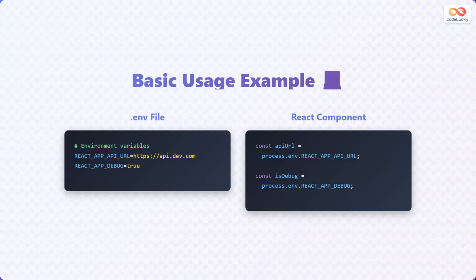Here's a basic example of how to use environment variables in a React application. In your .env file, you might have REACT_APP_API_URL set to https://adev.com and REACT_APP_DEBUG set to true. In your React component, you can access these variables using process.env.REACT_APP_API_URL and process.env.REACT_APP_DEBUG. These variables can then be used to configure your application based on the environment.